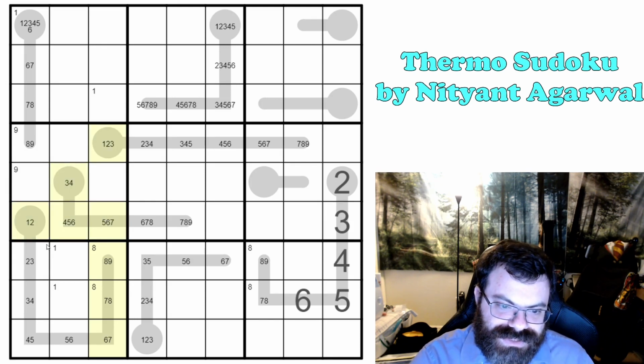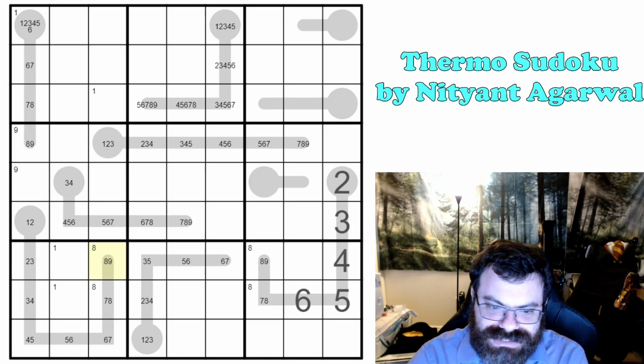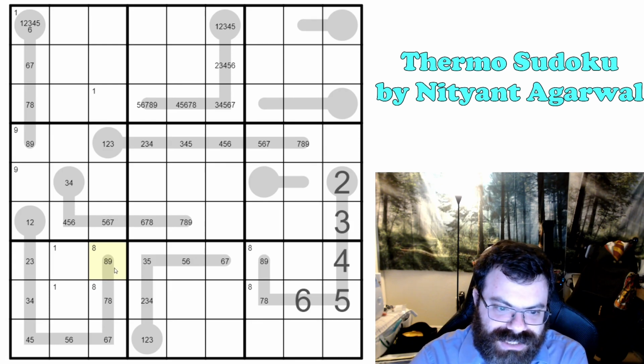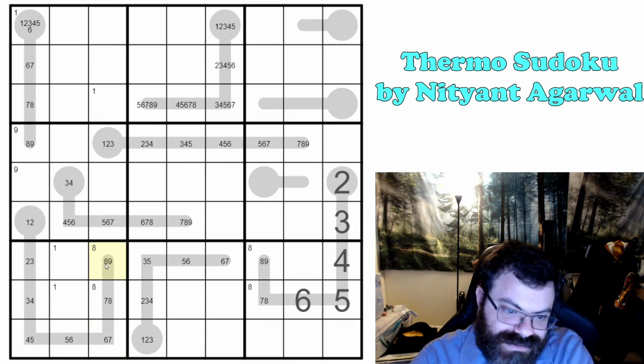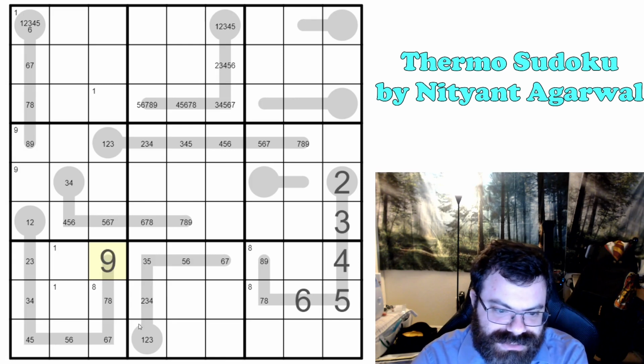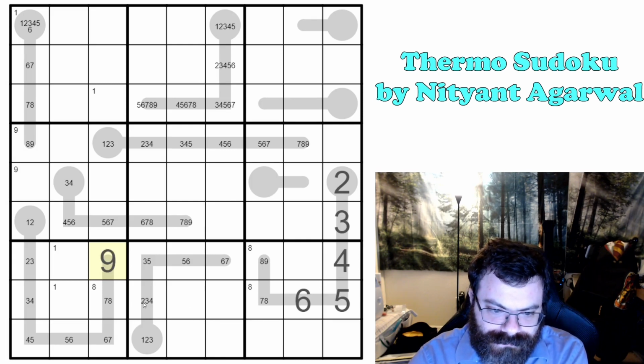How much should be visible? So this cell here sees all of those, so it could only be a 9, but we know it can't be a 9 because the 9's over here. So this has to be the 9. It's the only place that can be 9. Or rather, if it weren't 9, we have that problem. So this is 9, which means this is 8, which means this is 7, this is 8.